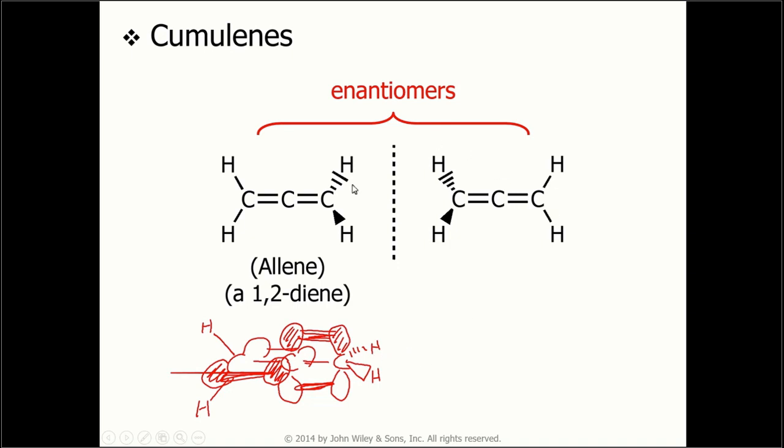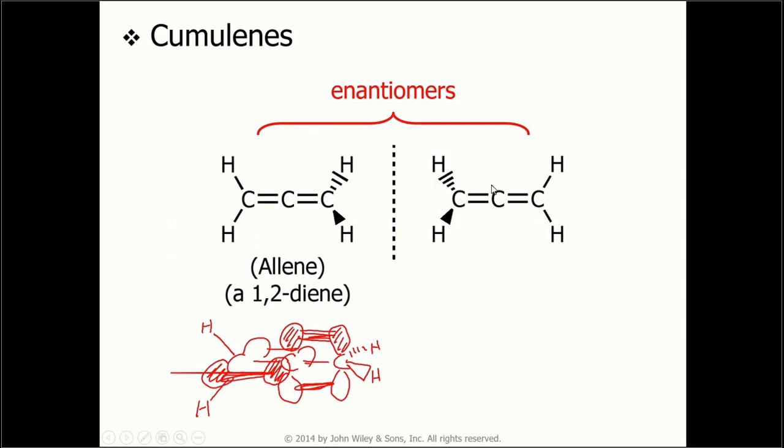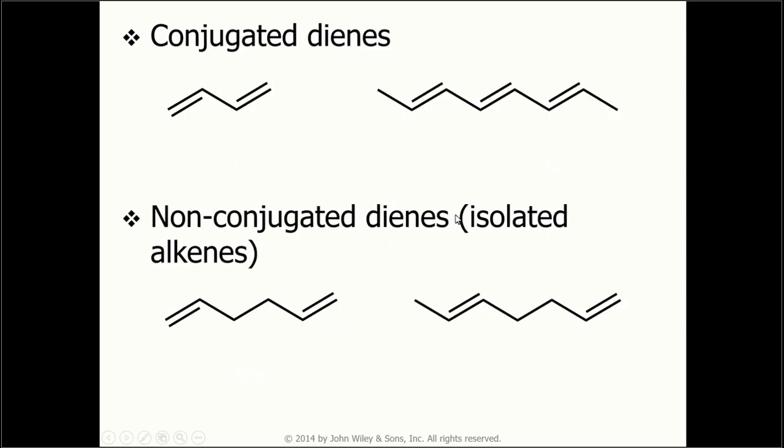And these two molecules are actually enantiomers. They're actually non-superposable mirror images of each other, if you consider all the orbitals involved. All right. So cumulenes are less common. They are synthetically accessible. They're actually synthetically very useful for specific reactions, but they're much less common than conjugated and even non-conjugated dienes. Conjugated dienes are especially stable.